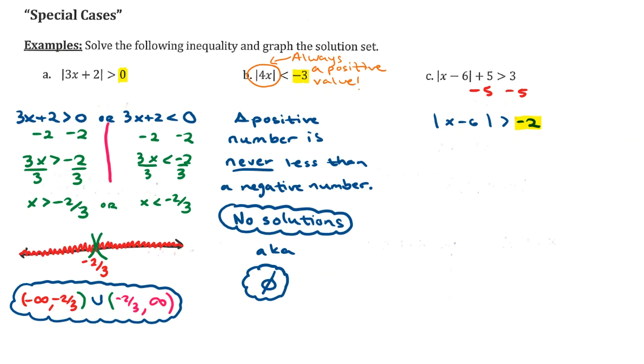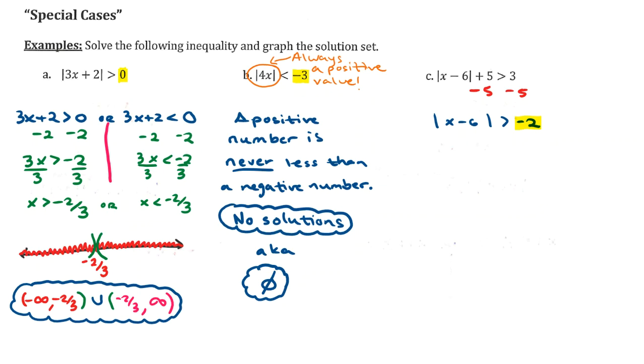So with this version of the absolute value inequality, we're saying that the absolute value of an expression is greater than negative 2. Keep in mind that absolute values always return to us a positive value, or at a very minimum 0. So regardless of what value of x I plug into x minus 6, when we take the absolute value of it, it's always going to be larger than negative 2.